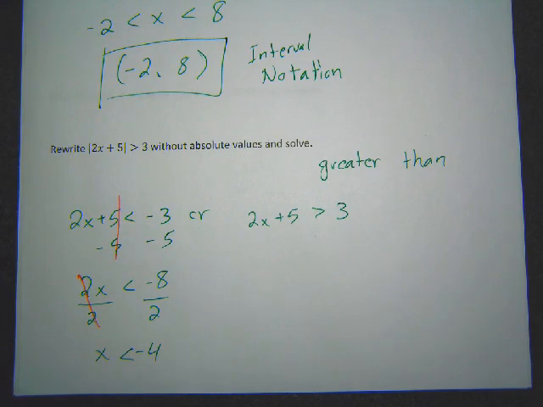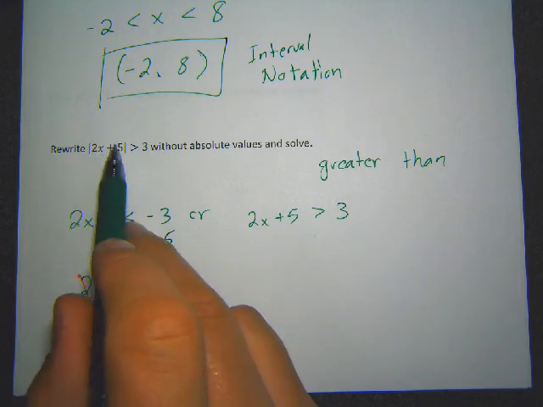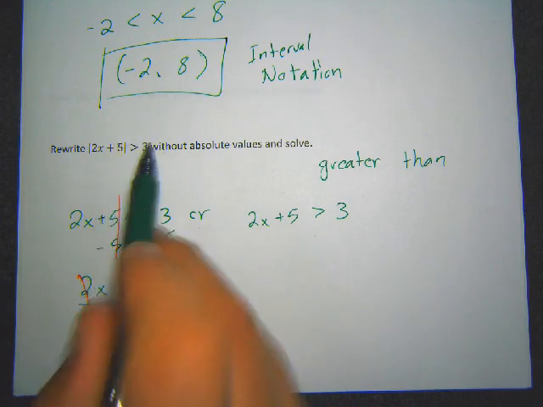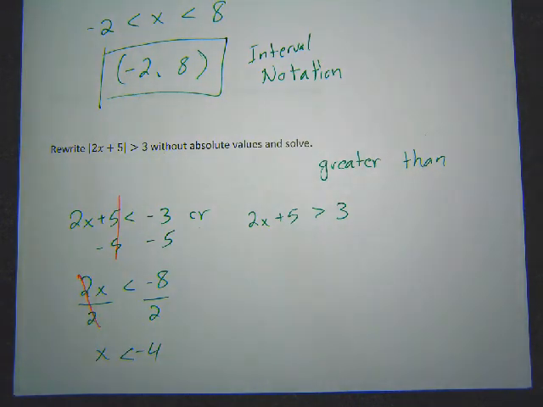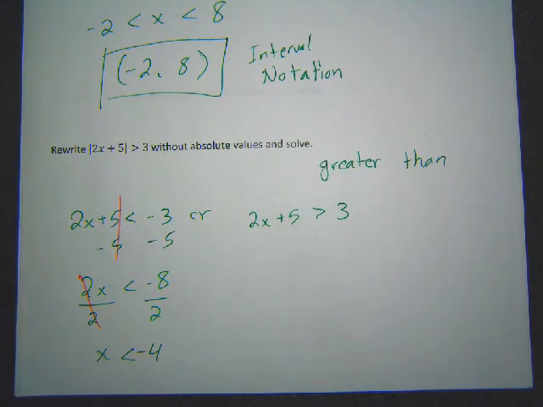You can pick numbers less than -4, like -6, and plug it in. -6 times 2 is -12, plus 5, that gives me a -7. And the absolute value of -7 is +7, which is bigger than 3. So yeah, I picked a random number and it worked. I just picked something to try. Anything less than -4, you should be able to plug it in and it should work.